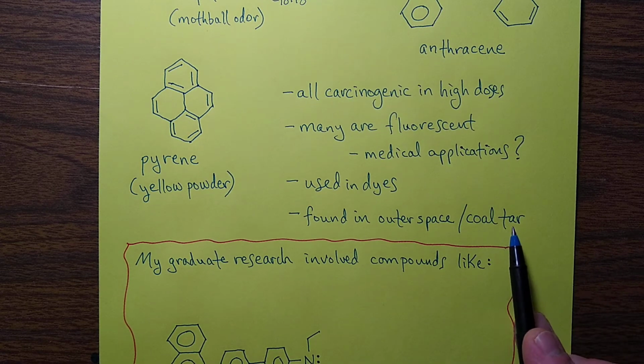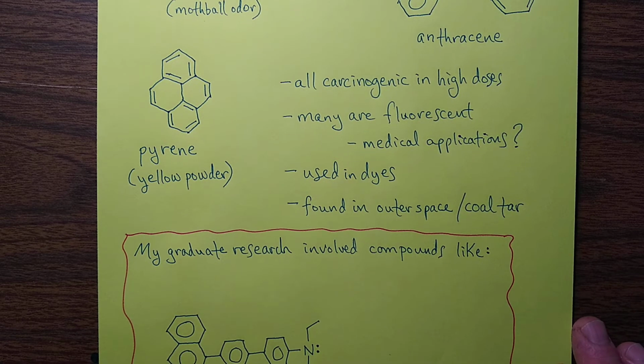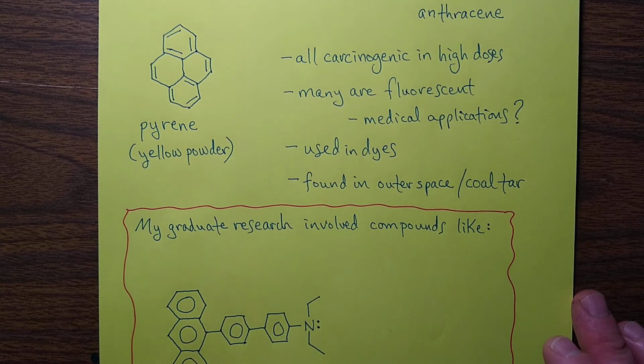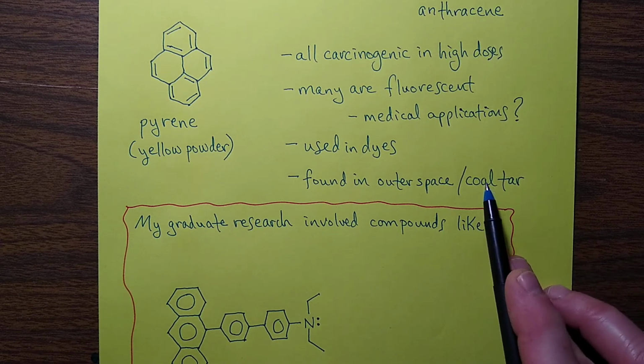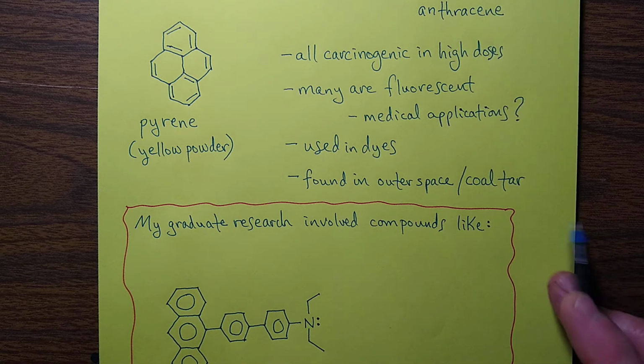On Earth, they're found in coal tar, which is just a very syrupy liquid that you get when you distill or purify crude oil. Coal tar is just one of the fractions or byproducts of the distillation of crude oil, and this can be converted into coke, and gasoline and gases and things like that.